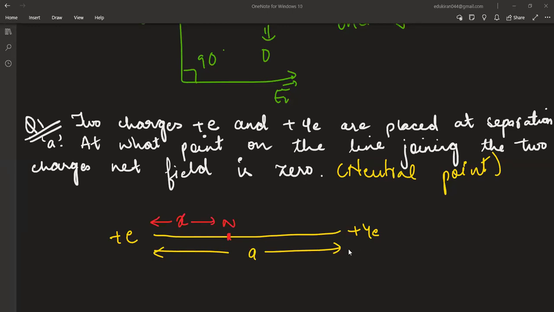This is X, total is A. How much is this? X minus A. A minus X. It would be A minus X. Total is A. It would be A minus X.